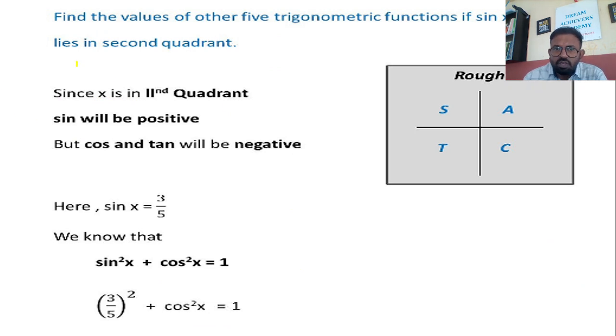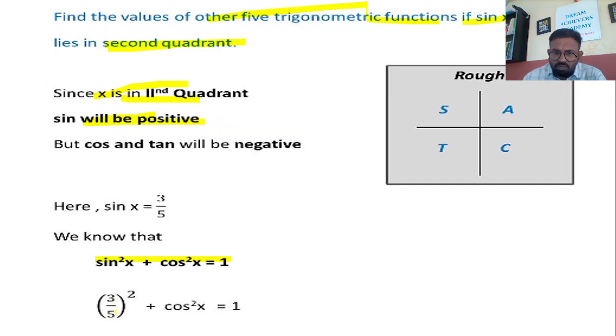Same way, we need to find, in the second problem, the 5 trigonometric functions of sin x equals 3 by 5, where x lies in second quadrant. See, we should be knowing in which quadrant all are positive and negative. Okay, that is very important. So sin x in second quadrant is positive. Clear? They have given sin x value. Use the same trigonometric identity. Sin square x plus cos square x equals 1.